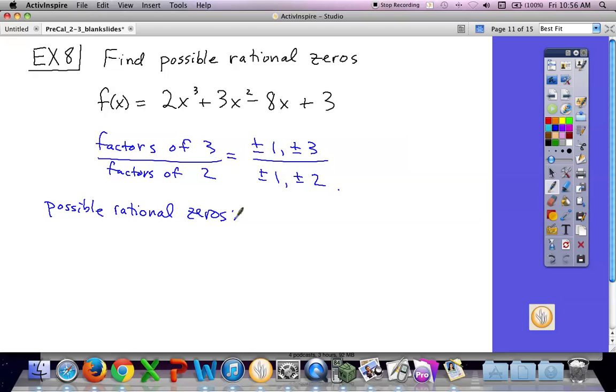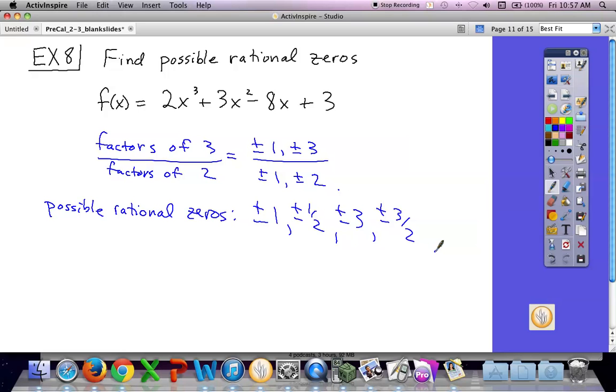So I could say like 1 over 1 is 1, so plus or minus 1. 1 over 2 is 1/2, so that's plus or minus 1/2. 3 over 1 is 3, so plus or minus 3. And then 3 over 2 is 3/2, so plus or minus 3/2. So how many possible rational zeros do we have in our list? We have 8.